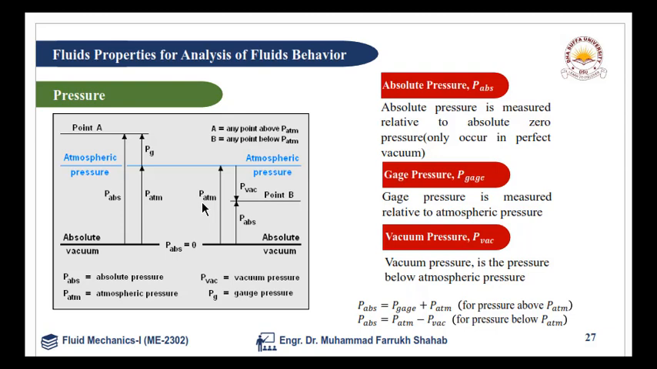So to calculate the vacuum pressure, we have to subtract P absolute from P ATM, so we can find it, right? This equation can be seen here. P absolute can be found by P ATM minus P vacuum for the pressure lower than P ATM, and for pressure above P ATM you use the simple relation of P absolute equals P gauge plus P ATM. So these are the same old concept. So let's move on.